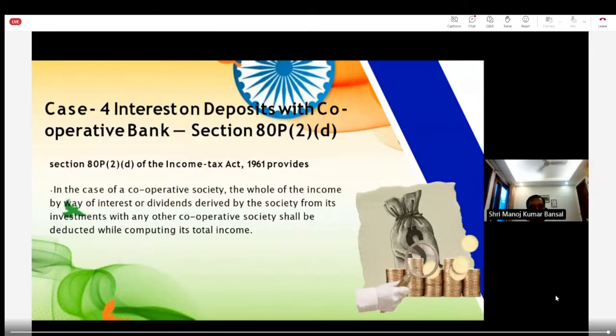The fourth case I want to discuss is interest on deposits with cooperative banks, Section 80P2D. In case of a cooperative society, the whole of the income by way of interest or dividends derived by a society from its investment with any other cooperative shall be deducted while computing its total income.